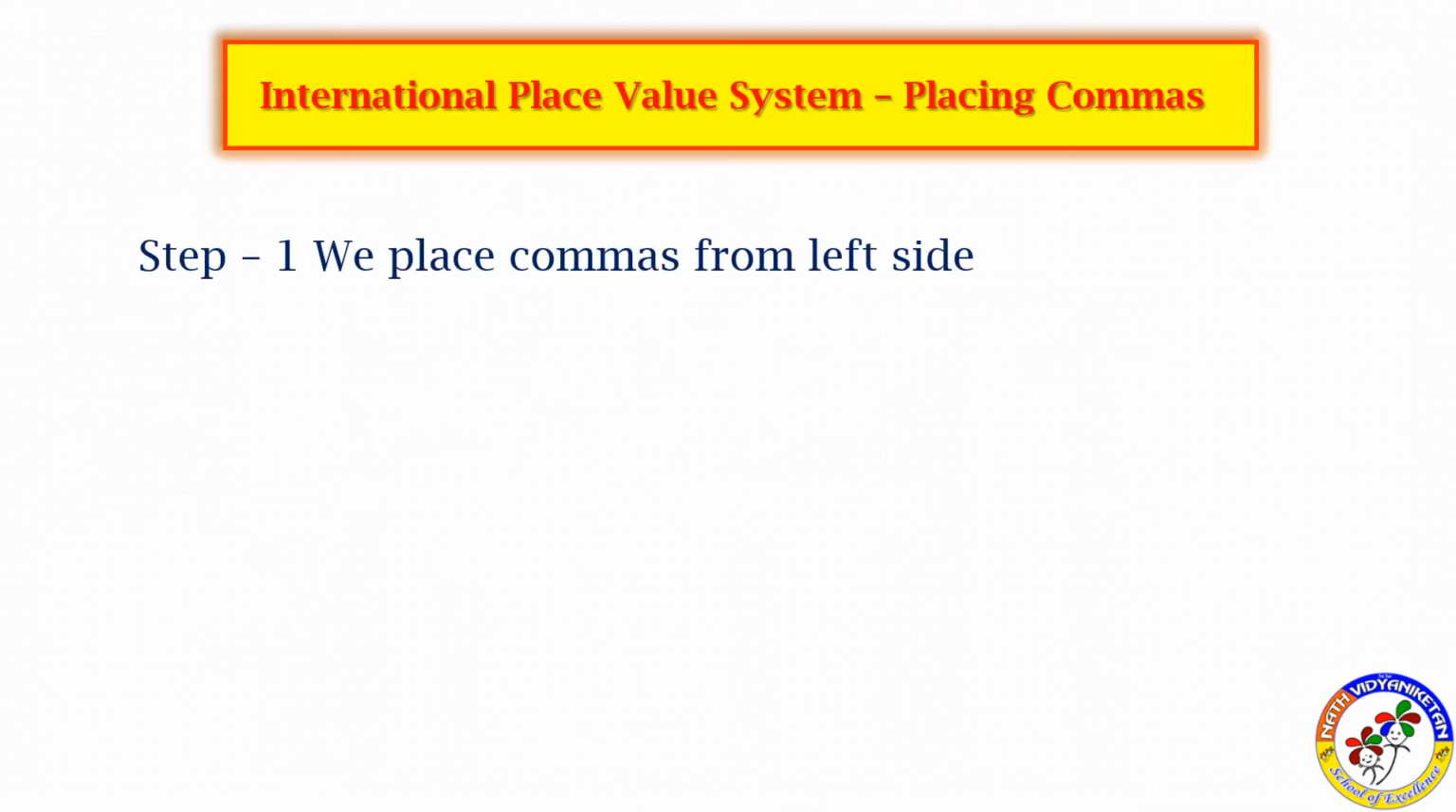International place value system placing commas. So step 1 is we place commas from left side. So either in international or Indian system, ఏ సిస్టమ్ అయినా మనం కామాస్ లెఫ్ట్ సైడ్ నుంచి స్టార్ట్ చేయాలి. సో ప్లేస్ కామాస్ ఆఫ్టర్ 3 digits. ఫర్ ఎవ్రీ 3 digits we have to keep comma for international system.